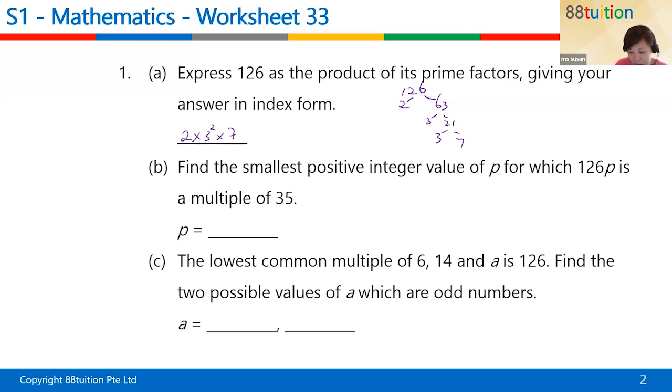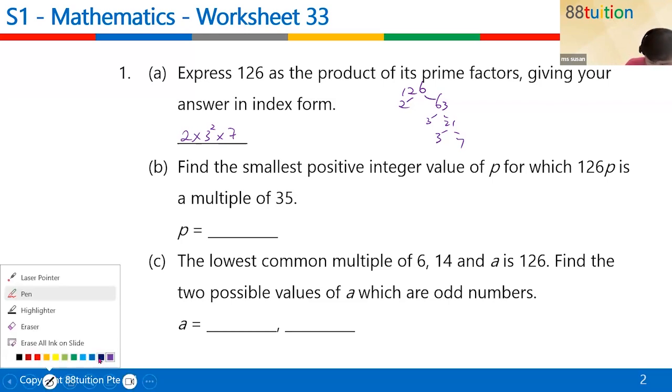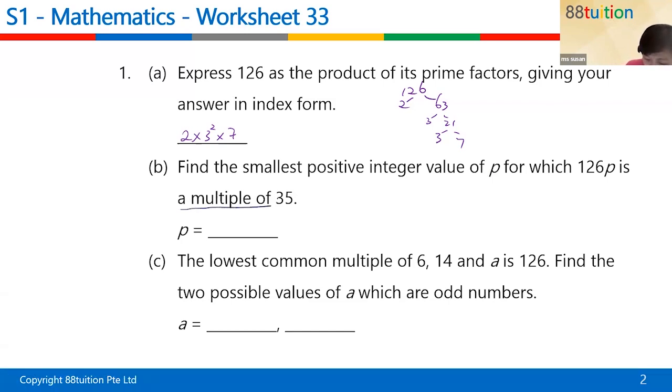Find the smallest possible integer value of p such that 126p is a multiple of 35. Now, when this is a multiple of 35, I know that 35 is 5 times 7, right? And 126 is already 2 times 3 squared times 7. So what you can do is find the common multiple of this first. The common multiple probably will be 2, 3 squared, 5, 7.